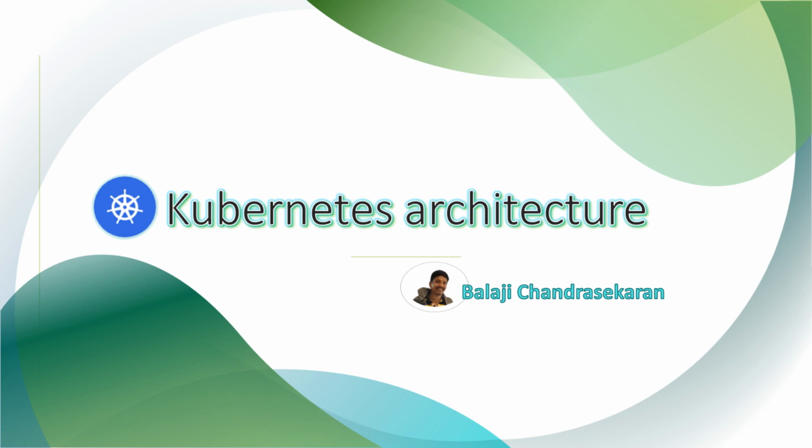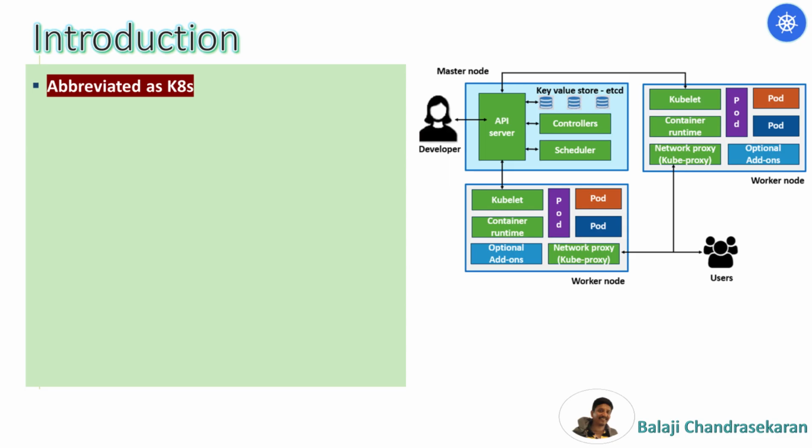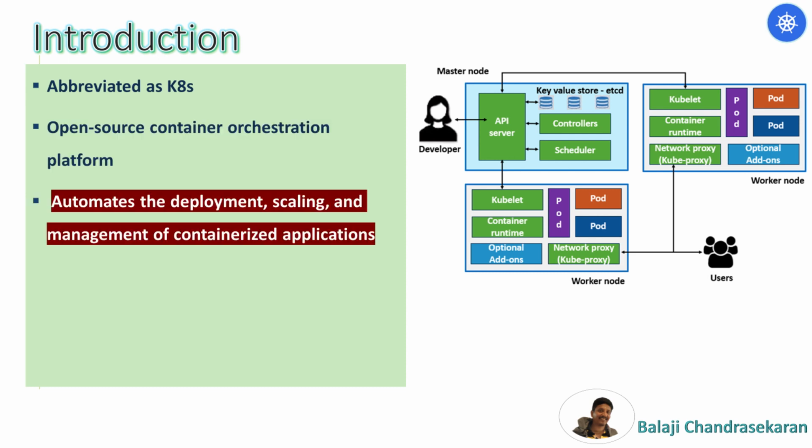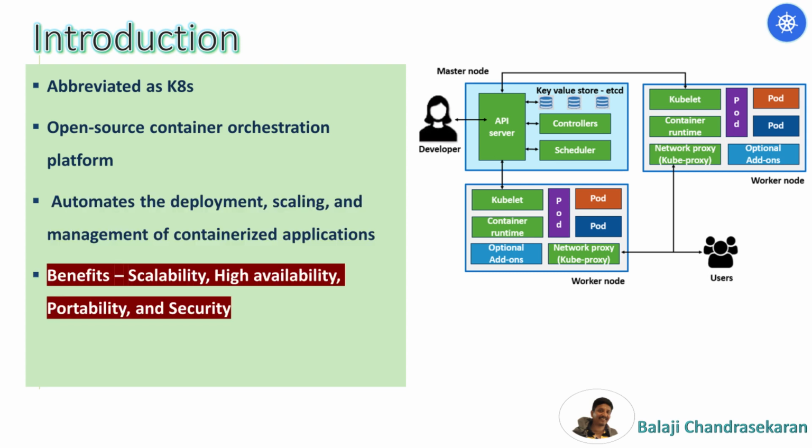I am Balaji Chandrasekharan. Today, I'll be discussing the architecture of Kubernetes, highlighting the components and processes that enable its powerful capabilities. Kubernetes, often abbreviated as K8s, K, 8 characters, S, is an open-source container orchestration platform. It automates the deployment, scaling, and management of containerized applications. The benefits of Kubernetes are scalability, high availability, portability, security.